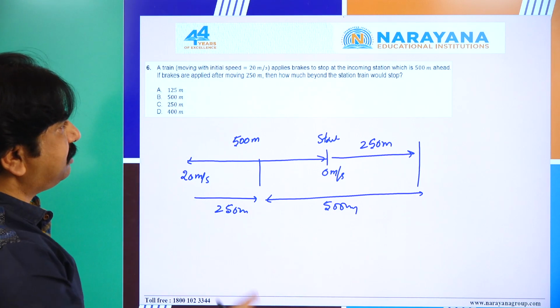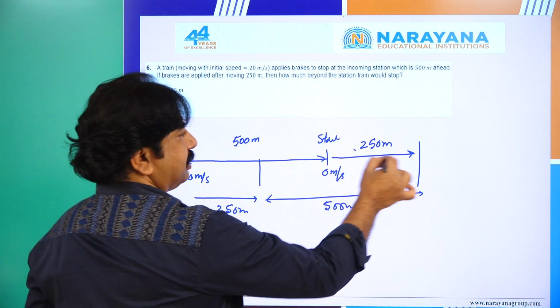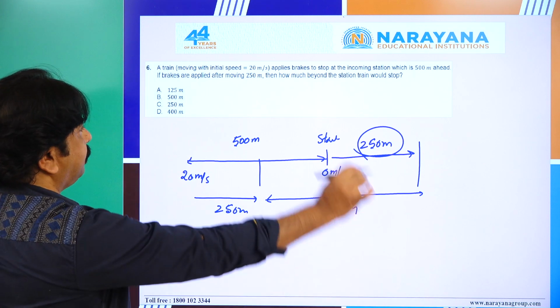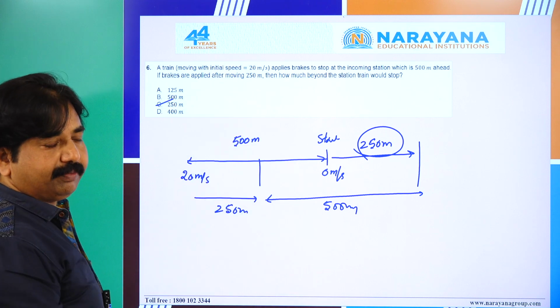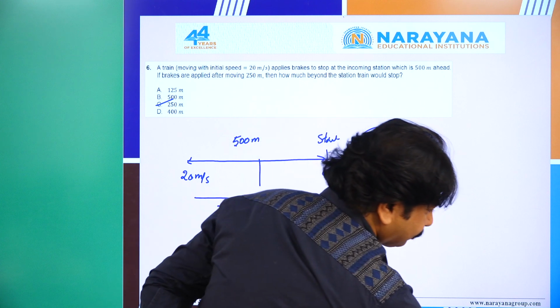Then how much beyond the station would the train stop? So what is the value? This is 250 meters only. We can take that as 250 meters. Next one. We are going to the next question.